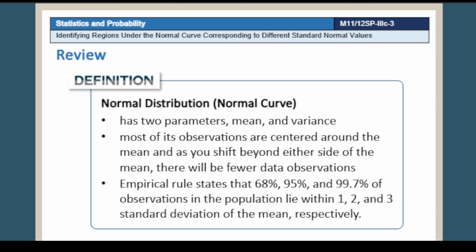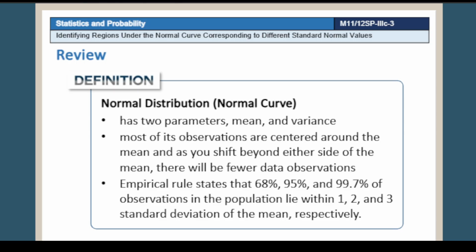Let's first define what a normal distribution is. There are two parameters: the mean and the variance. The normal distribution is also known as a normal curve. Most of its observations are centered around the mean, and as you move beyond either side of the mean, there will be fewer data in the observation. In the bell shape, as we go farther from the center, to the left or to the right, it gets thinner or smaller because the data are getting fewer.